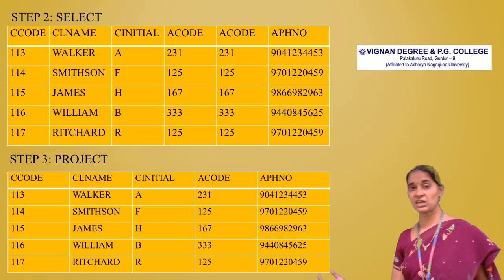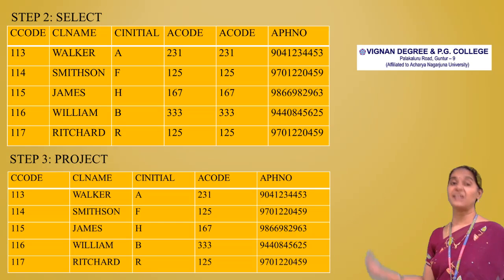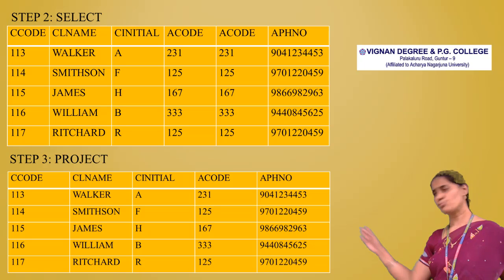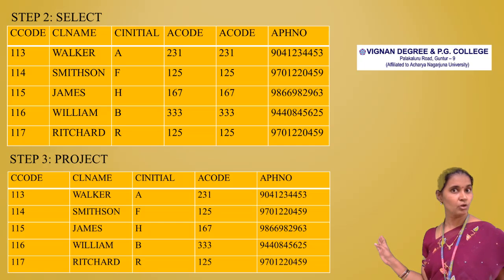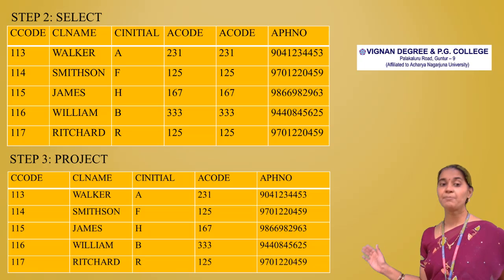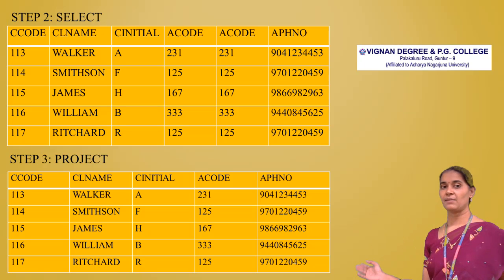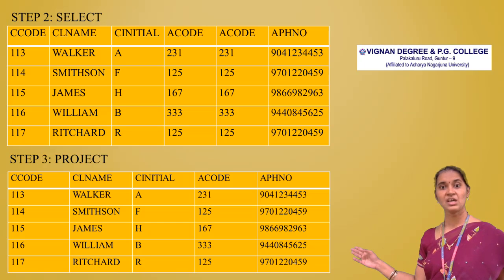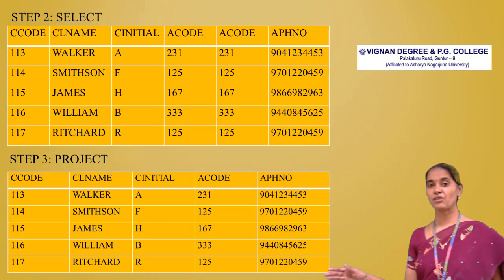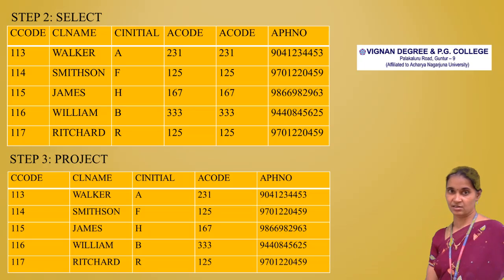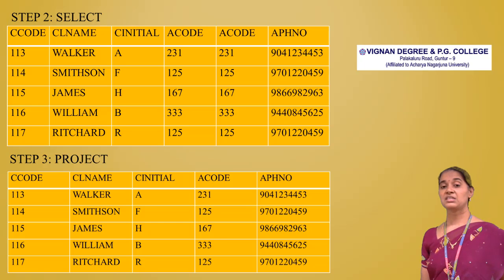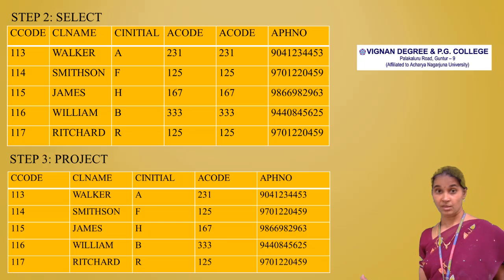What do I do with the project? Here a column is being repeated. Because both A codes are the same, there is no need to repeat both the A codes. So I skip one column. How can I skip one column? I can remove a column by using the project command. So in the third step, I perform the project operation, in which I project one A code, which removes one A code column and displays the other values as the output. This is how I perform the join operation.